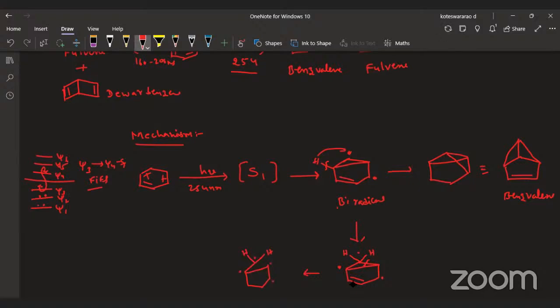You can just imagine four radicals, a tetraradical species. This tetraradical species can lead to the formation of a double bond here between these two electrons, and between these two electrons a double bond is generated. This is the derivative of fulvene.